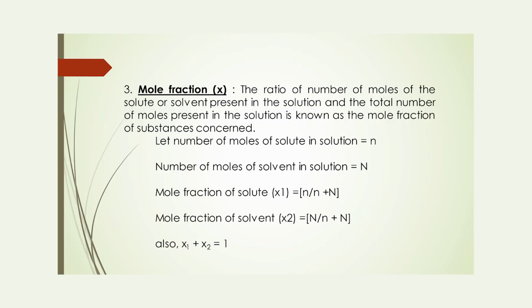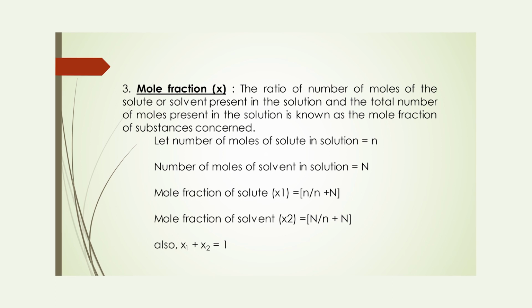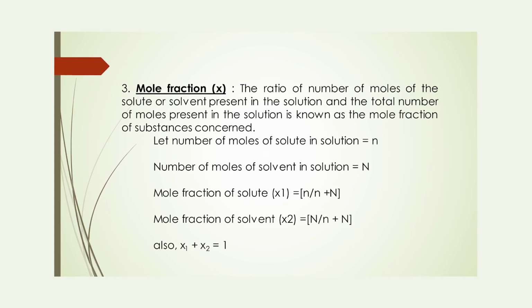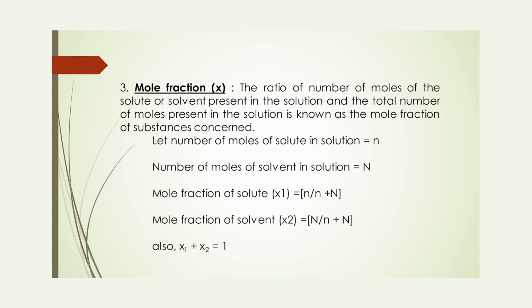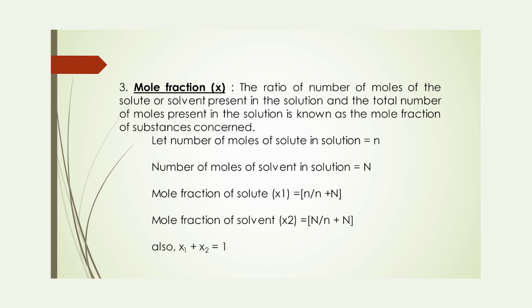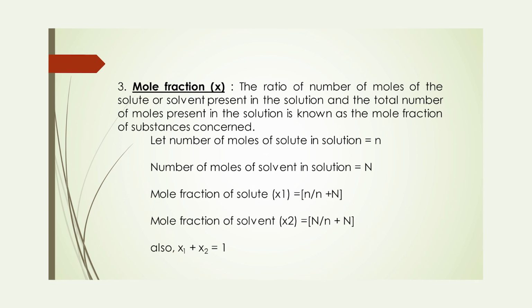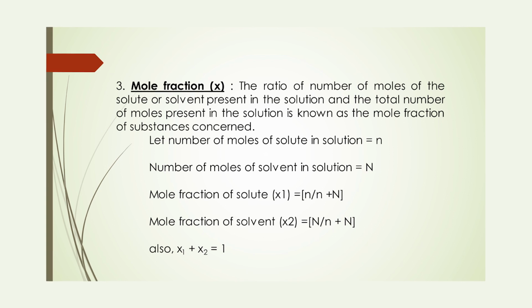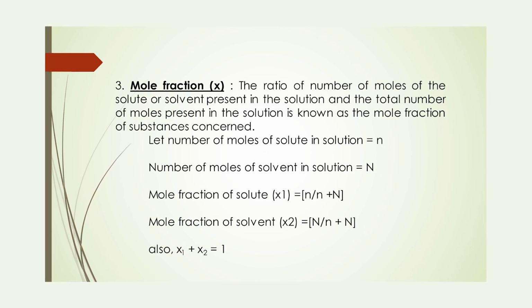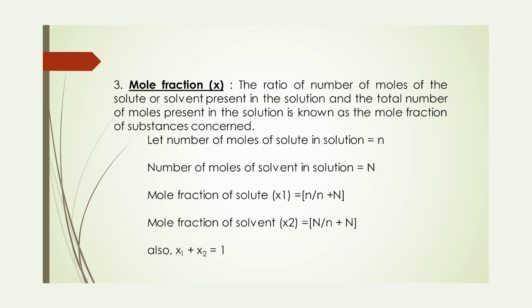The third chemical concentration unit is mole fraction. It is denoted by chi. This concentration unit gives the ratio of moles of one constituent to the total moles of solute and solvent. The mole fraction of solute, that is x1, is equal to n1 by n1 plus n2. The mole fraction of the second component, that is x2, is equal to n2 by n1 plus n2.